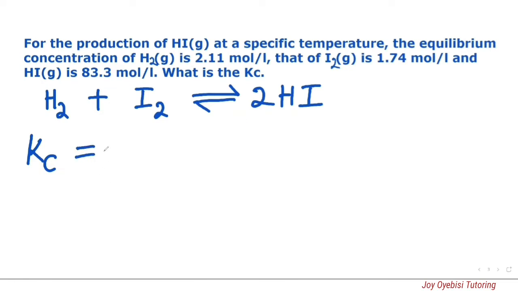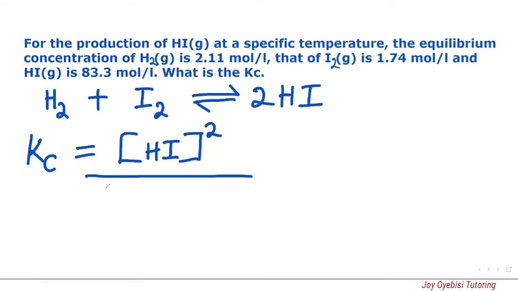So Kc here will be equals to [HI] raised to power 2 all over [H2]. The bracket represents concentration. Multiply this by the concentration of I2. Now, in this case, they gave us the concentrations at equilibrium. So you can just go ahead and substitute those numbers into this equation.